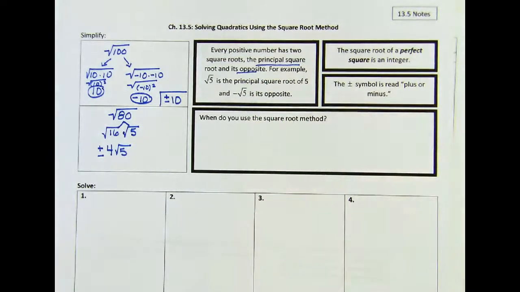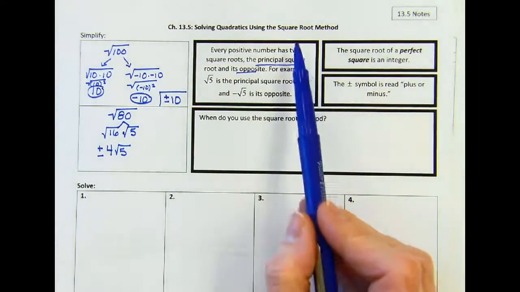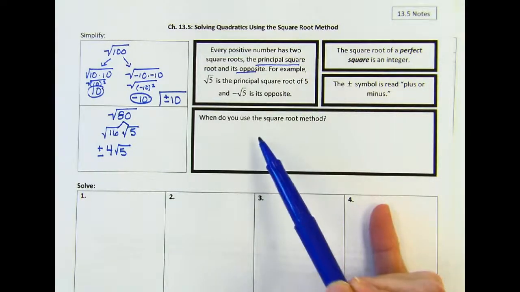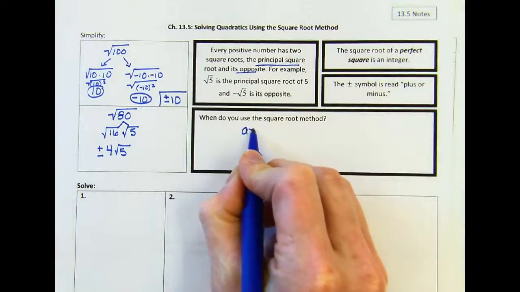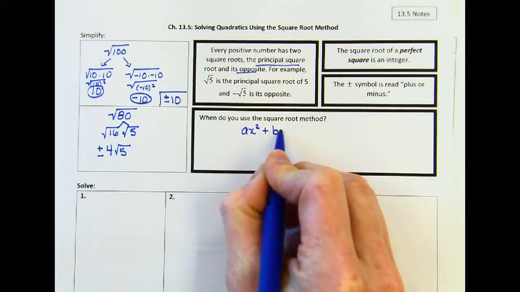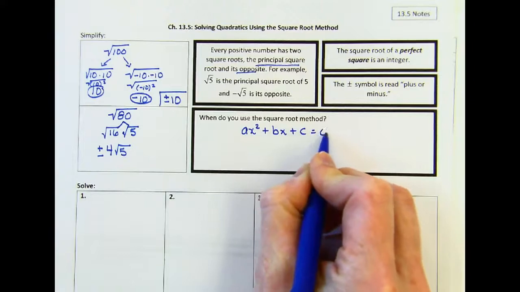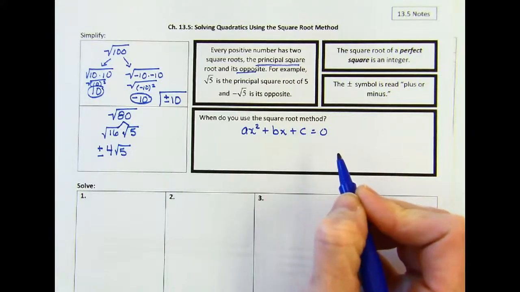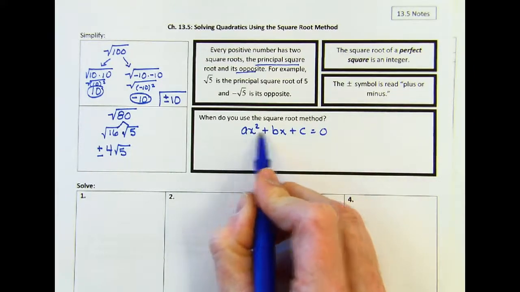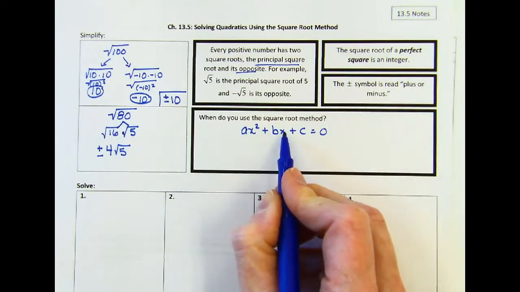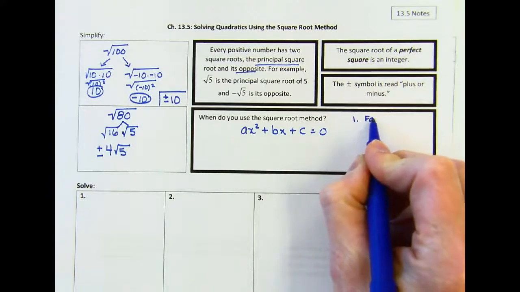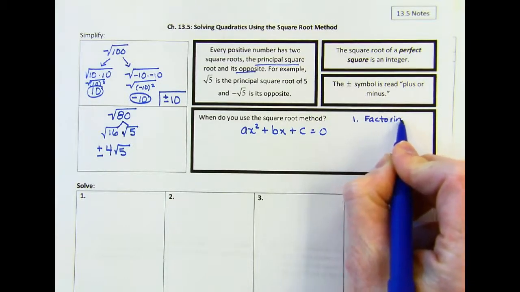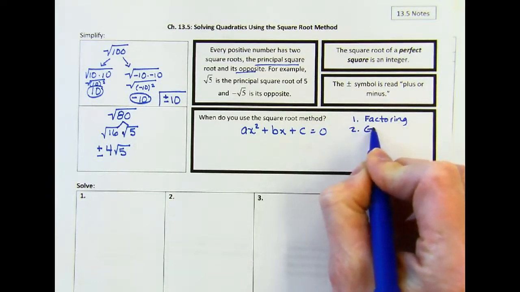So that leads to the question of, if we're going to use the square root method, when would we use the square root method? So far we have only looked at standard form equations. And recall, this is standard form. The problem that we have in solving this is we have an x squared and an x. So we have factored. So we've already solved this with factoring. And we have also solved by graphing.